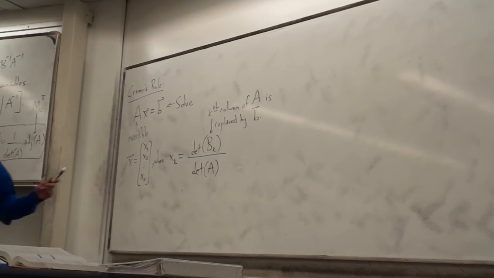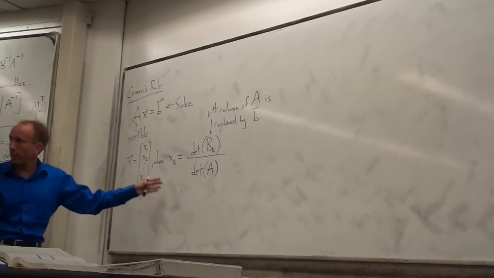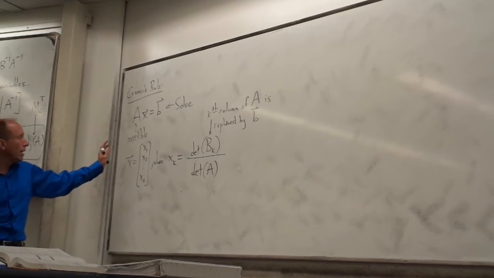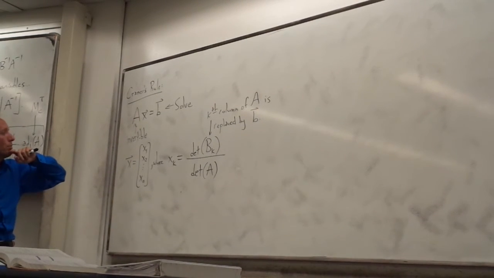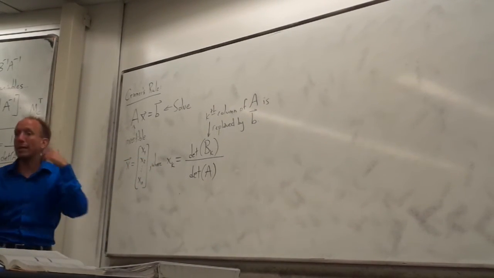I'm not going to spend a lot of time on this, but it is a nice handy way of determining the solution to a problem like this here. Basically, you take the matrix A, take out one of the columns and replace it with the B vector instead, and find the determinant of that. Then divide that by the determinant of A. That's going to tell you the kth entry of the unknown vector.